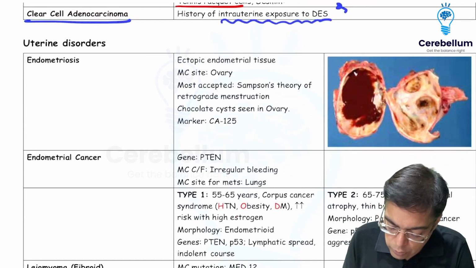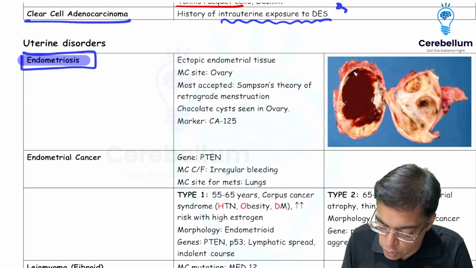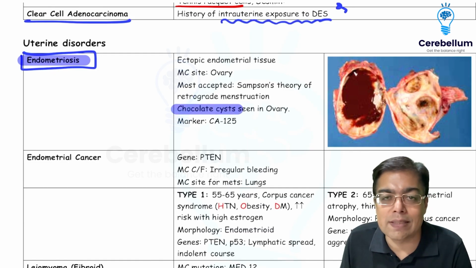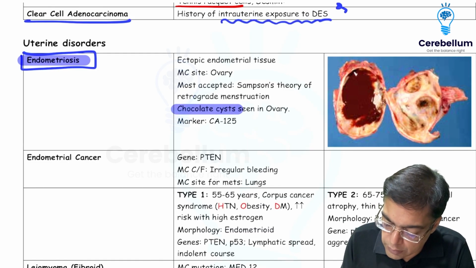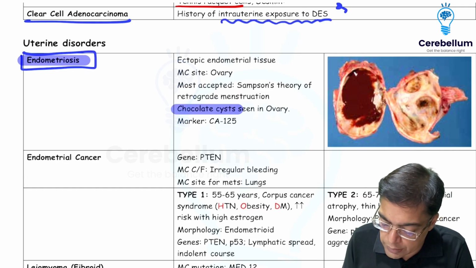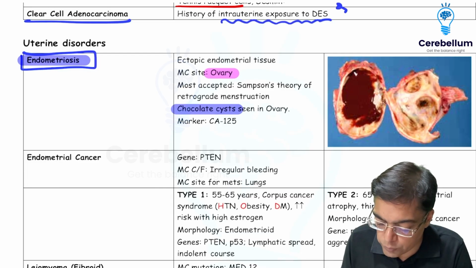In the uterine disorders, one of the commonest questions asked in the exam pertains to endometriosis, which is responsible for the presence of chocolate cysts in the ovary. Endometriosis is the presence of endometrial tissue outside the uterus, and the commonest site outside the uterus happens to be the ovary, right?